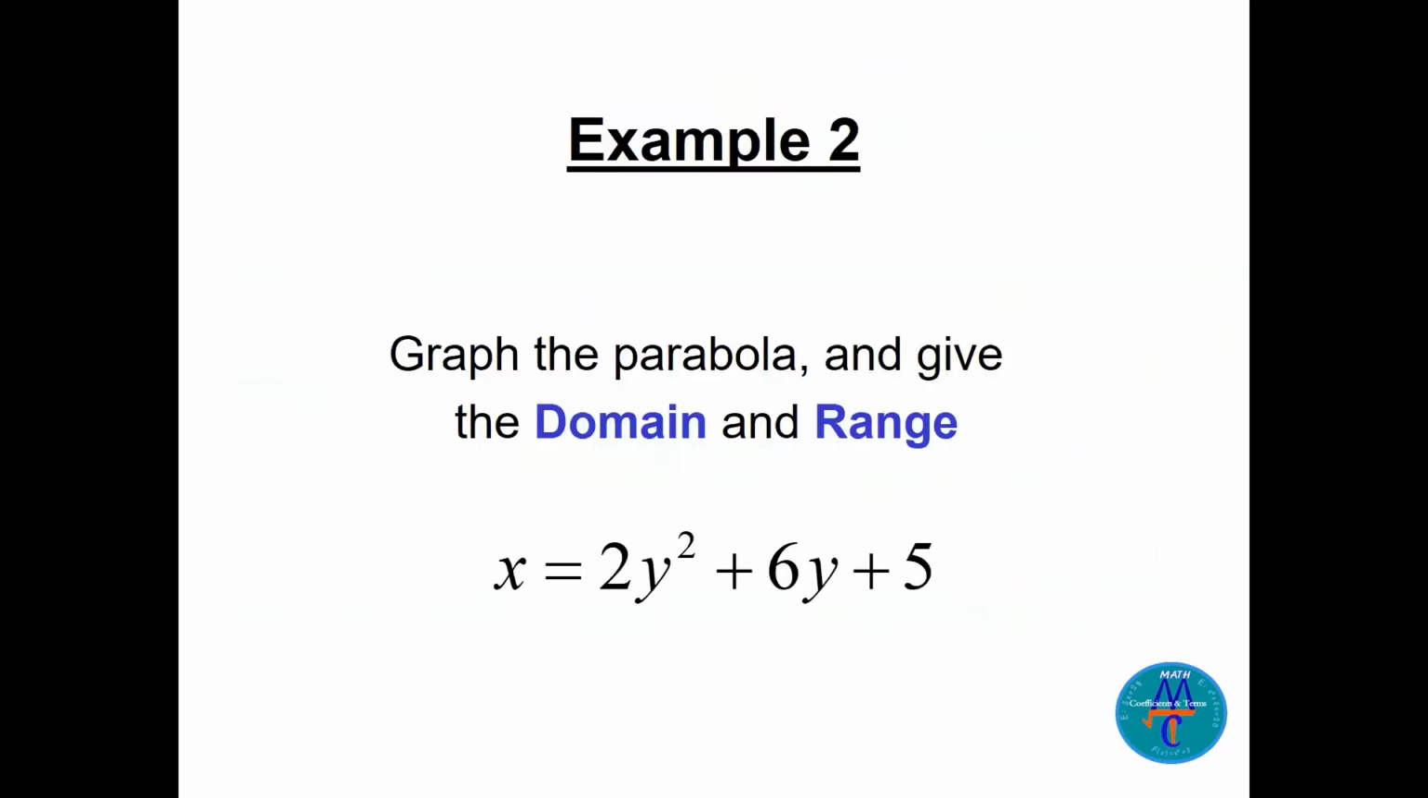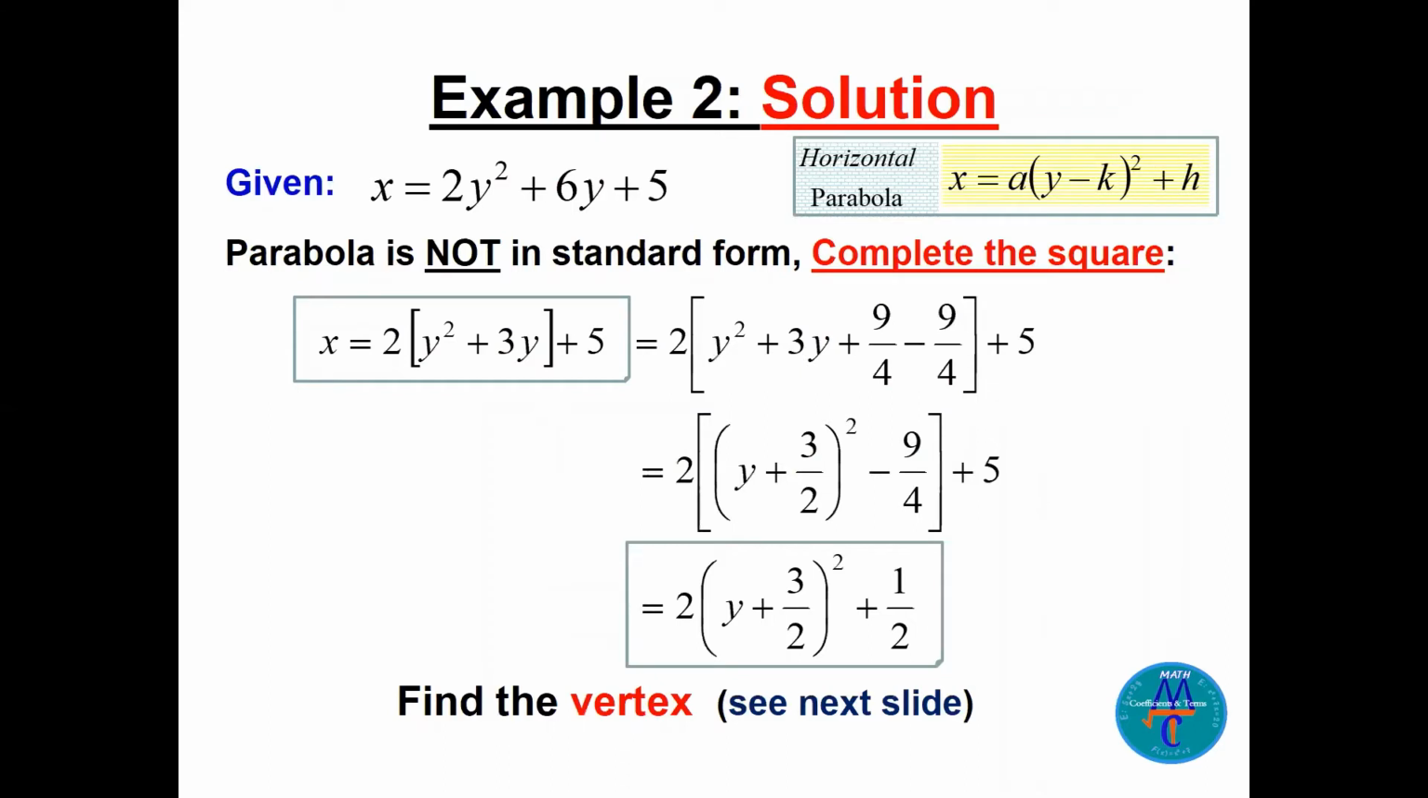Now another question similar, x equals 2y squared plus 6y plus 5. This is another parabola, horizontal. Let's use here completing the square.